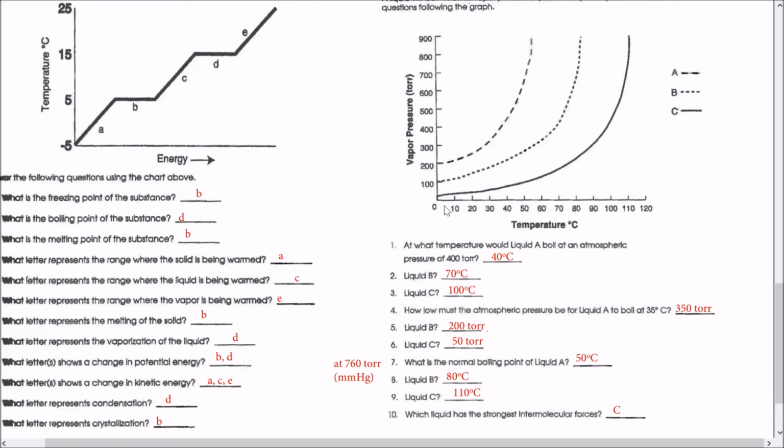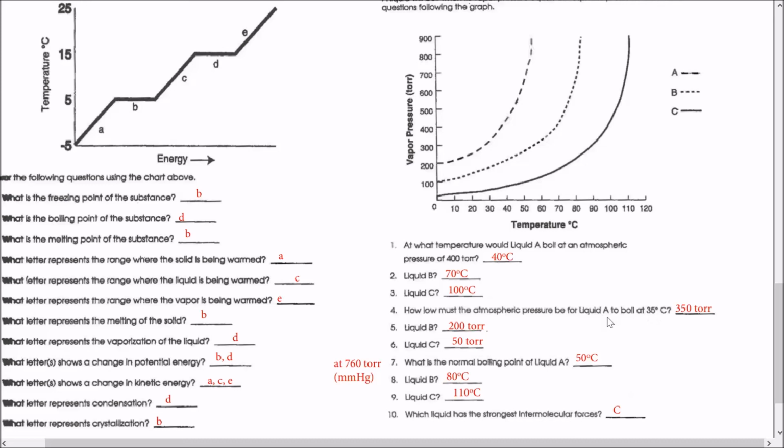Then liquid B, same. We're going to follow this all the way across to liquid B. Here we are. We're going to go down and we're at about 70. Liquid C, at 400, we'd need about 100 degrees to boil it. So this is just saying temperature on this axis, vapor pressure here. It's showing what temperature you need to heat a substance to boil it, depending on the pressure, because the lower the pressure, the easier it is to boil something.